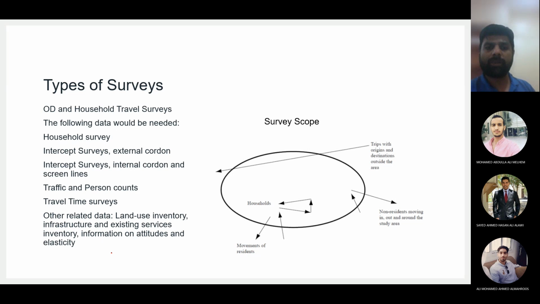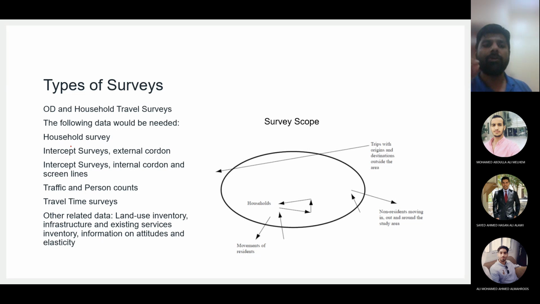Okay, the types of surveys you can have: origin destination, OD means origin destination, and household surveys. In that case, if you are doing origin destination or household travel surveys, you will need to conduct a household survey, meaning you will go to different households and you will ask them questions.